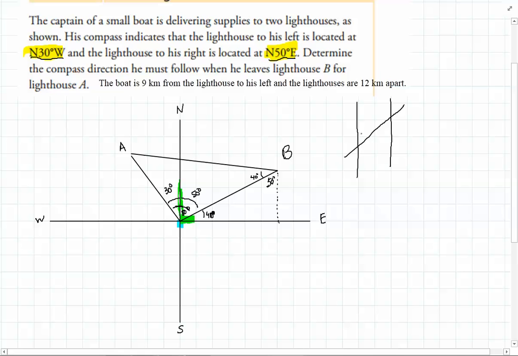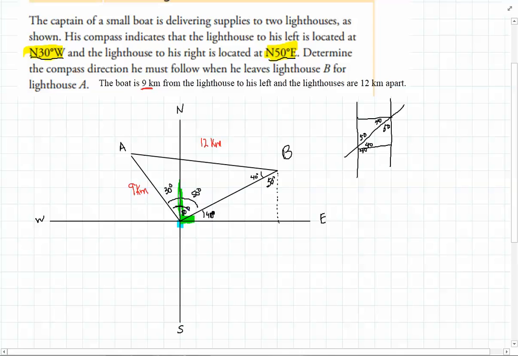We've got 40 here, or sorry, 50 here, and that would put 50 down here. Horizontal across, that gives us 40, just like we have here. There's 40. And so you're going to need to be able to visualize these. Let's put in our distances now. We know that it's 9 kilometers from the lighthouse to his left, so 9 kilometers here, and the lighthouses are 12 kilometers apart.